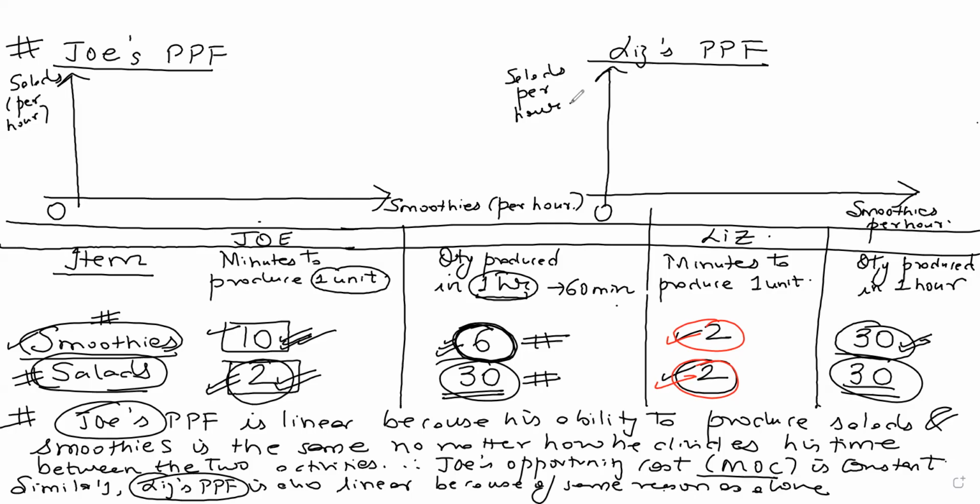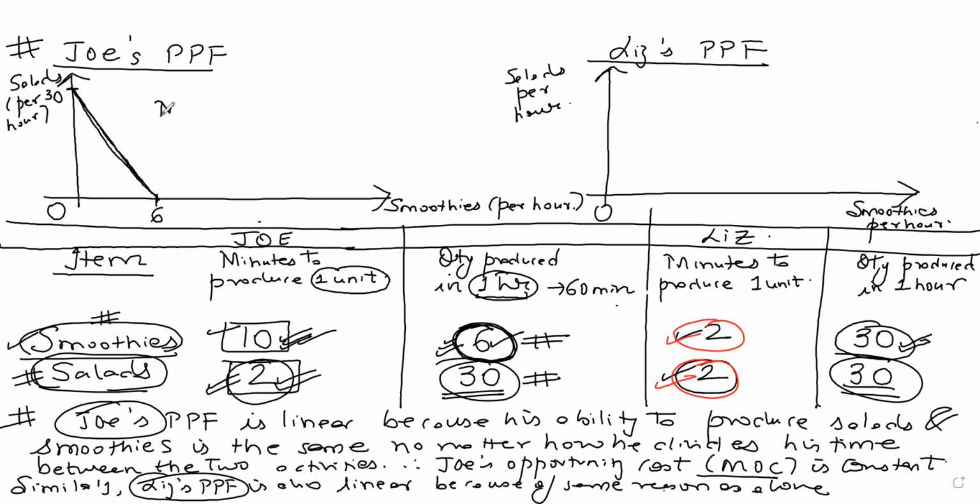So what's the maximum number of smoothies Joey can make? In 1 hour, the maximum he can make is 6. Suppose I take 6 here. What's the maximum number of salads he can make? 30. So if I join these 2 points using a straight line, I get Joey's production possibility frontier.